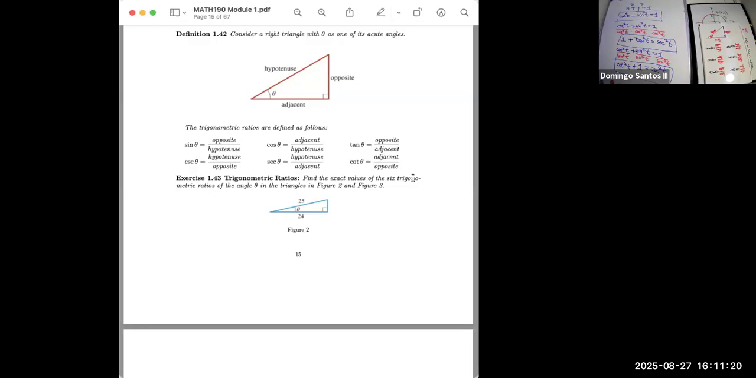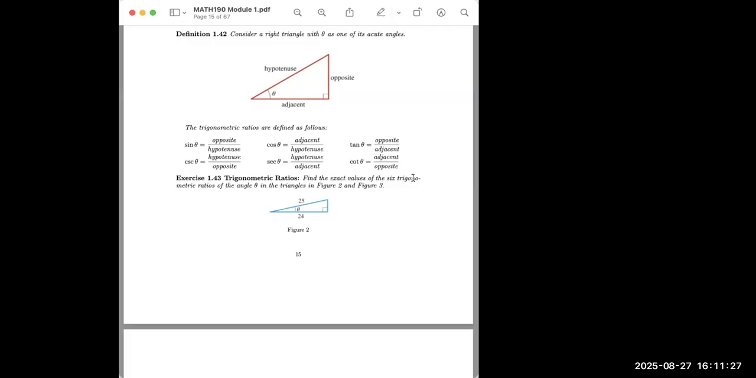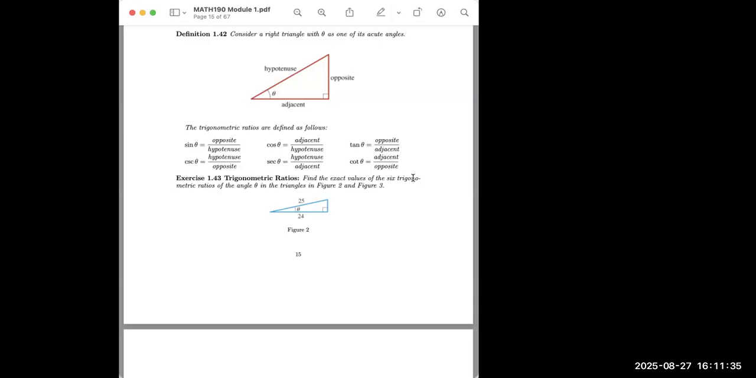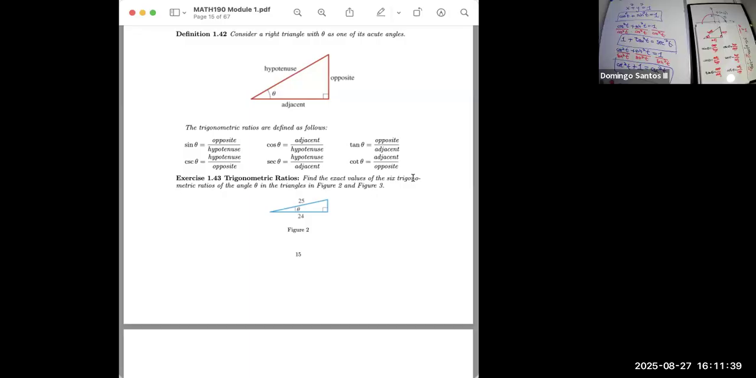Jaskaran, can you read 1.42, please? It says, consider a right triangle with theta as one of its acute angles. Okie dokie.